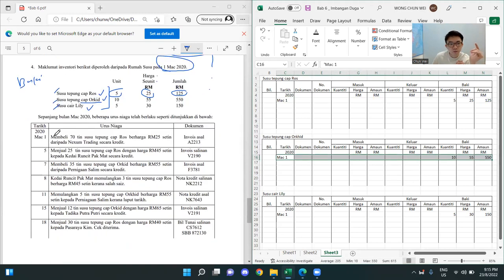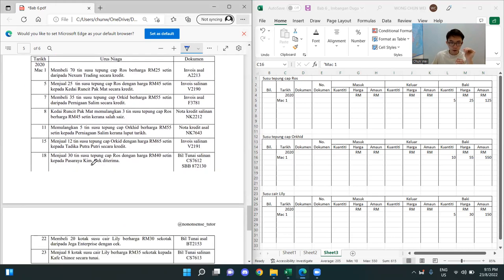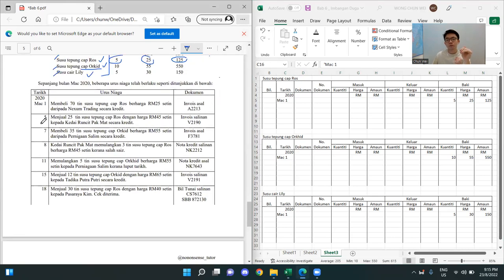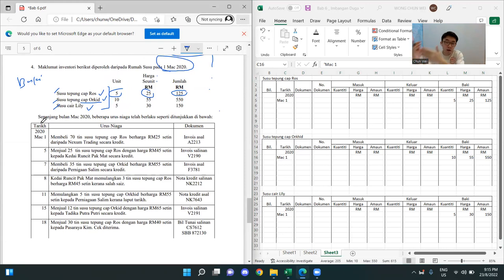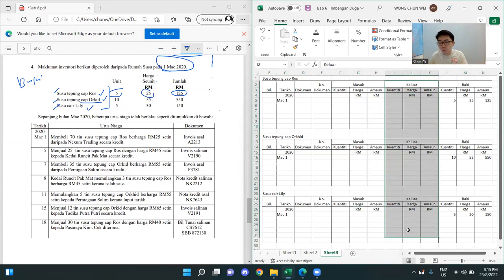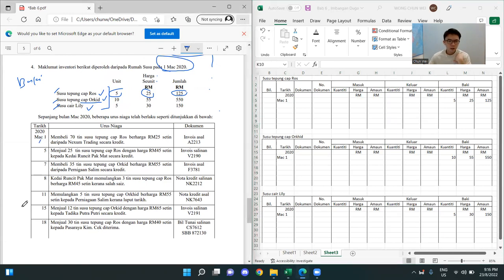Then we read. Sepanjang bulan March 2020, beberapa urus niaga telah berlaku seperti ditunjukkan di bawah. So sepanjang this bulan, March, I will buy and sell. So when you buy, then you put it masuk lah. And when you sell, when you jual, then you put in the keluar. Alright, so let's look at this March 1. Beli 70 tin susu tepung. So you have to look at the product carefully. Which product? Yang ni. Susu tepung cap rose. Yang ni lah susu tepung cap rose.